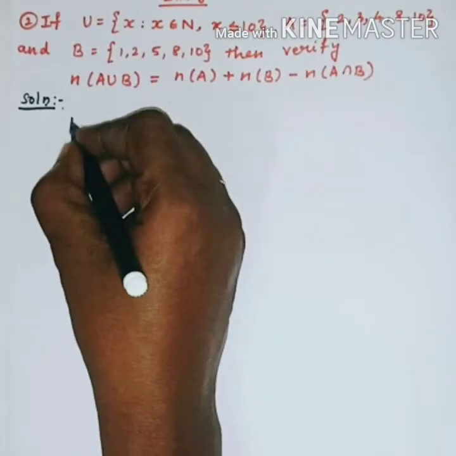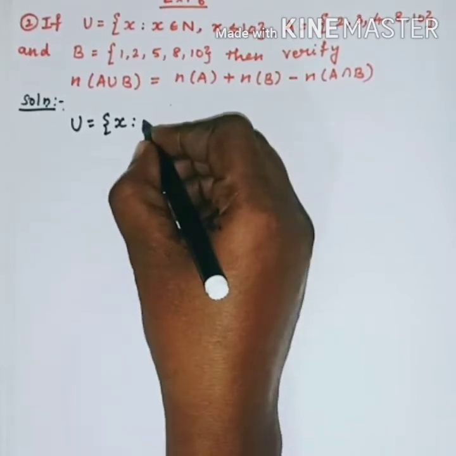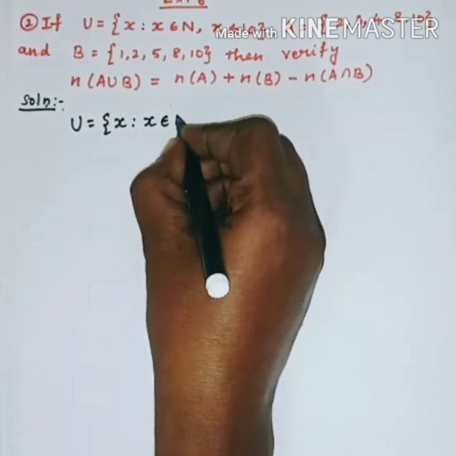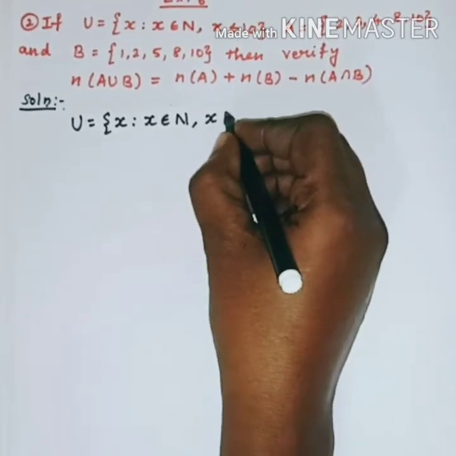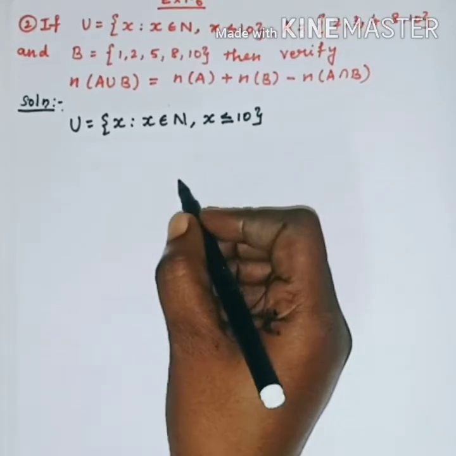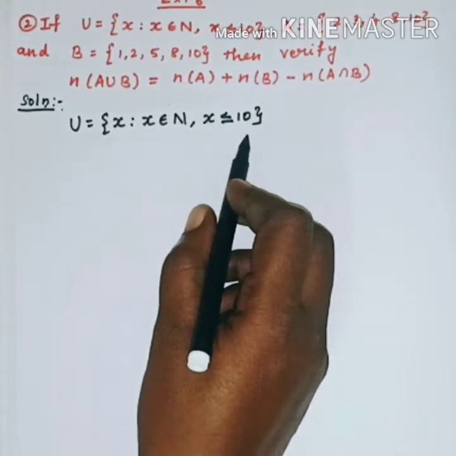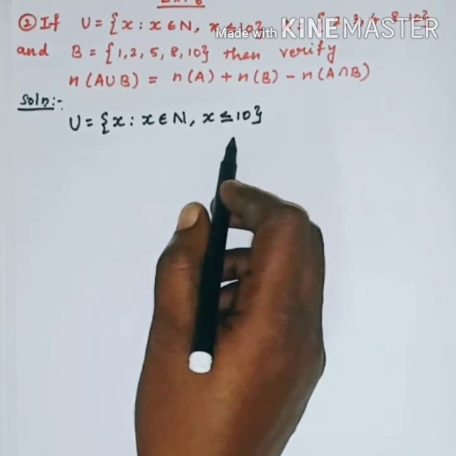Solution. Now they are given the universal set as U is equal to {x such that x belongs to N}. N means natural number. X belongs to natural number. They are given the condition x less than or equal to 10. Now the set U is given in set builder form. We have to change it to roster form.